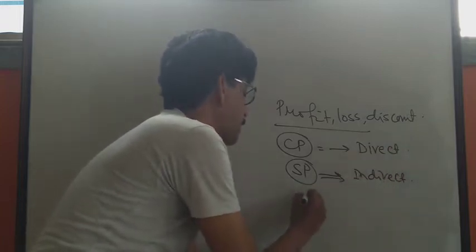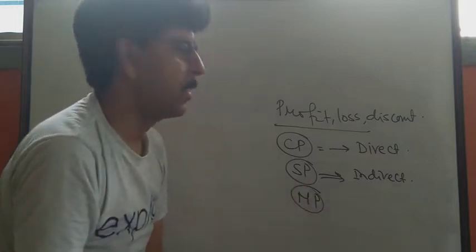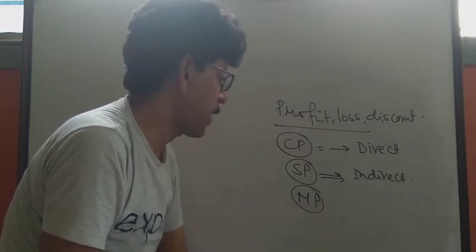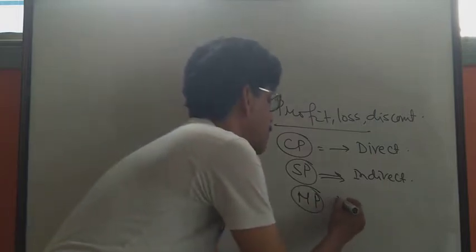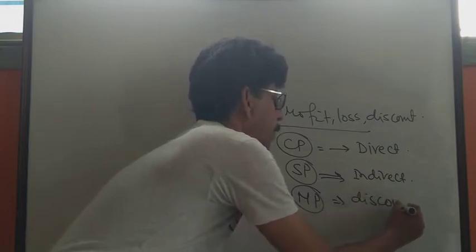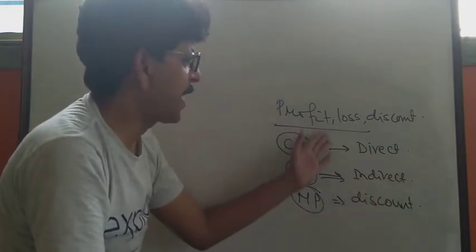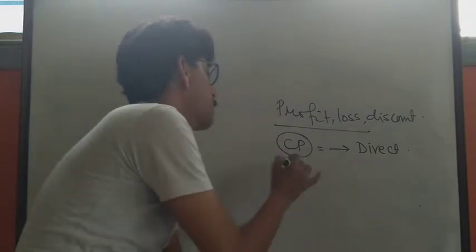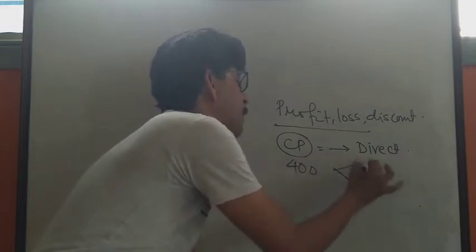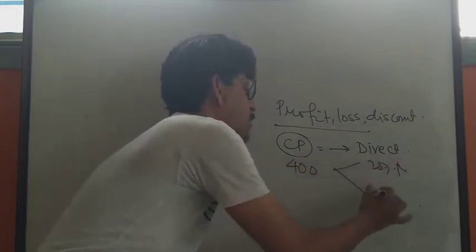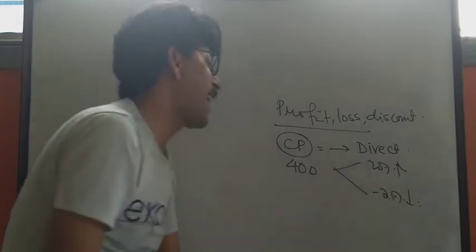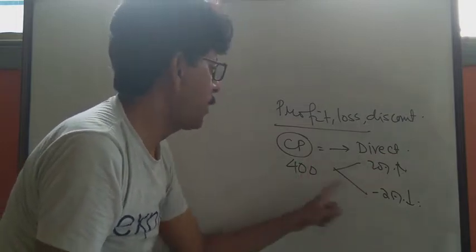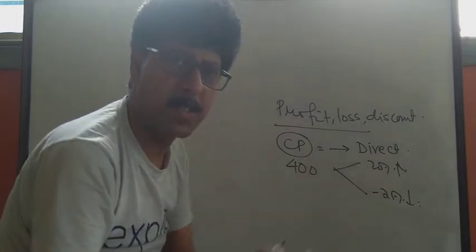And when you are calculating on mark price or tag price or list price, any calculation is about the discount factor. Now, what is the meaning of direct, indirect and discount? Let us say the cost price is 400, whether there is a gain of 20% or a loss of 25%, there will be a direct calculation. 20% of 400 has to be added to get the selling price, and 25% of 400 has to be subtracted to get the selling price. Done?